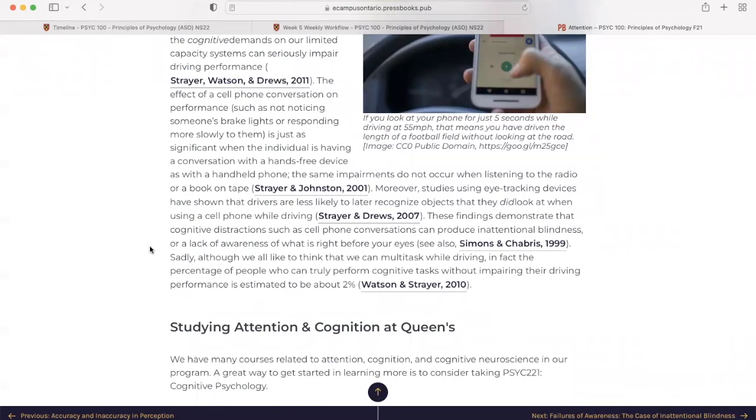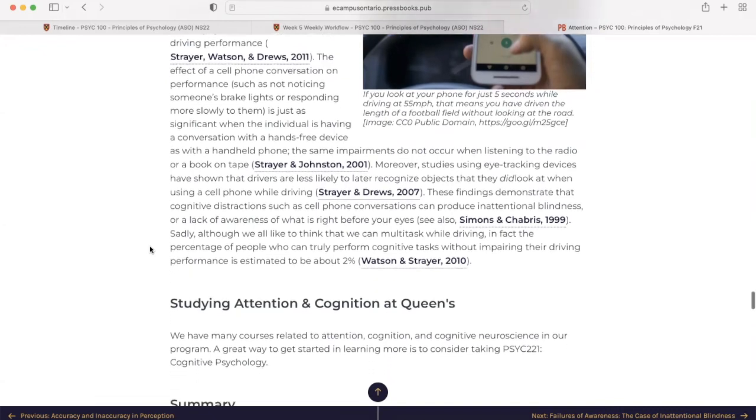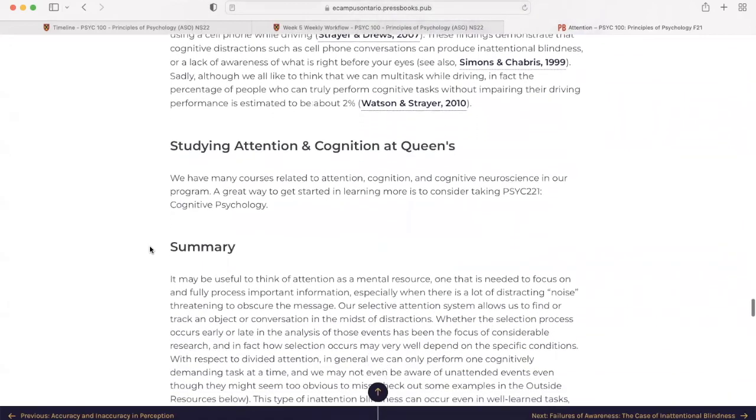Sadly, although we all like to think that we can multitask while driving, in fact, the percentage of people who can truly perform cognitive tasks without impairing their driving performance is estimated to be about 2%. Wow, that's not a lot.